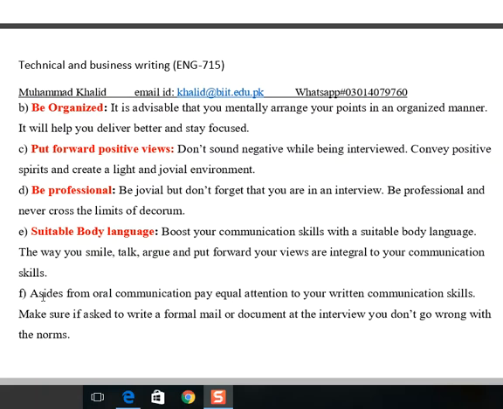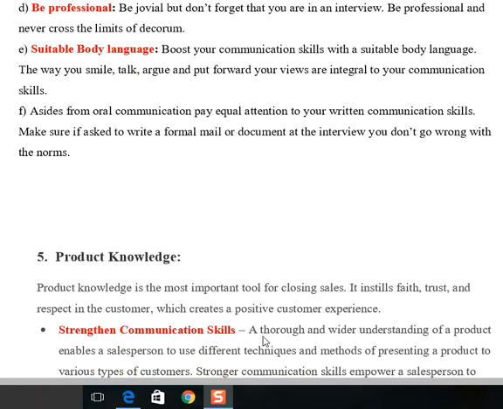Mostly people have much more information and subject knowledge, yet when they get into the proper interview environment, they become confused. Aside from oral communication, pay equal attention to your written communication skills. Fine, this point has already been discussed.